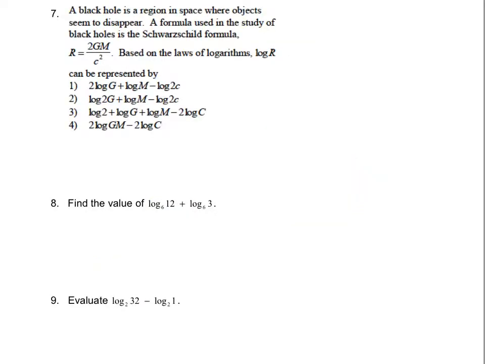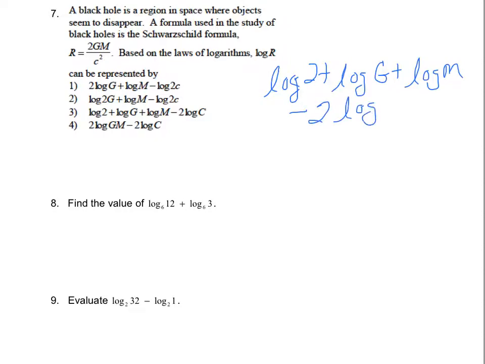A black hole is a region in space where objects seem to disappear. A formula used to study the black hole is the Schwarzschild formula, R equals 2gm divided by c squared. Based on the law of logarithms, log of r would be, all right, 2 in the front of the g is not an exponent because there is no log there. So it's going to be log of 2 plus because it's multiplication, log of g plus log of m minus, there's my exponent, 2 log of c. So that's going to be choice 3.